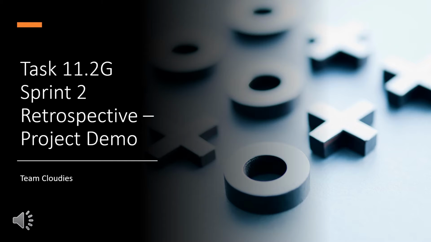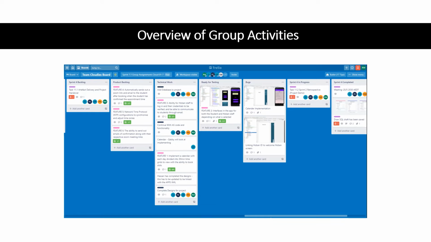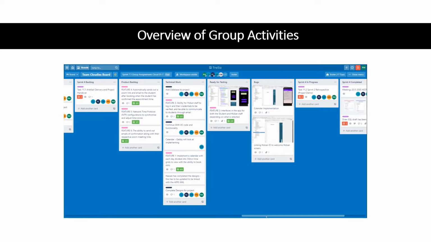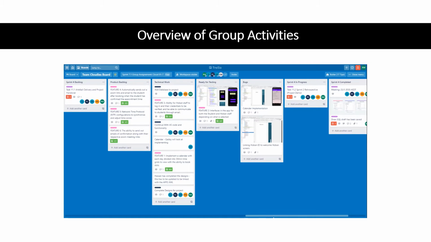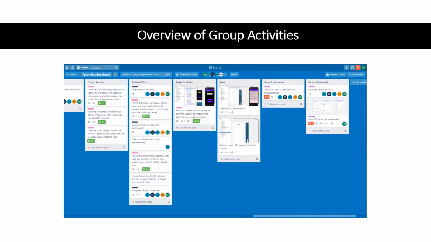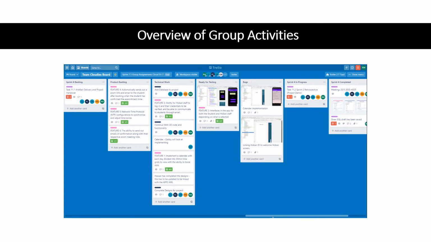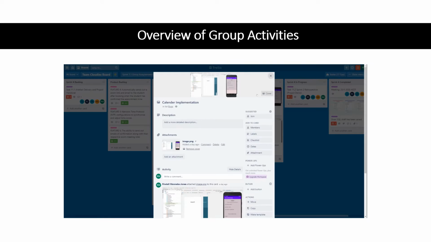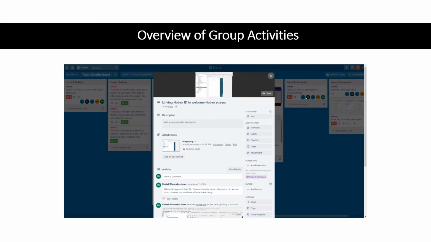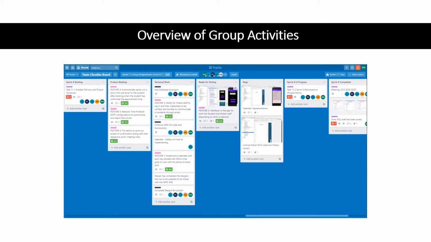Welcome to task 11.2. It's the retrospective project demo for Team Cloudies. During Sprint 4, we went further to have the Sprint 4 backlog, but then we also started looking at our technical work, our ready for testing, our bugs, and making sure that we were keeping up with what we needed to do to head into the project handover.